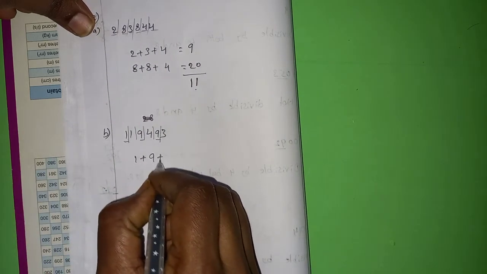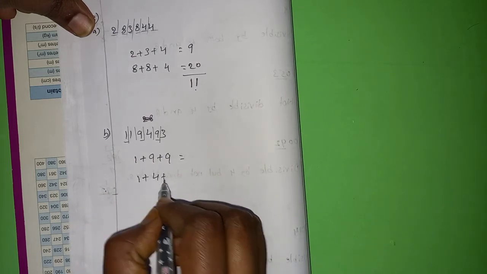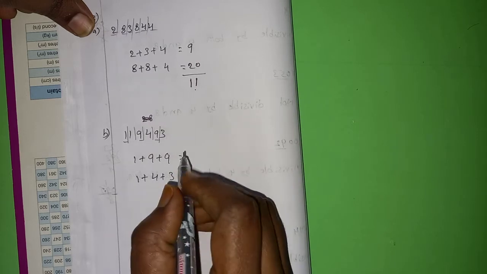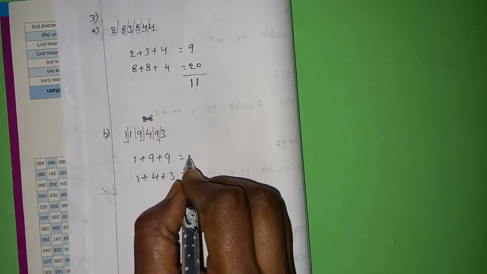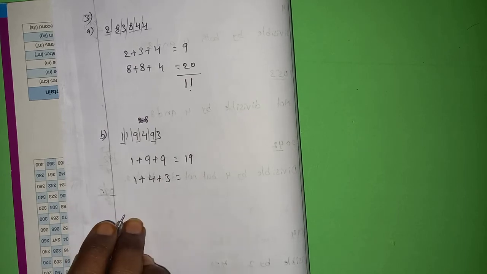1 plus 9 plus 9. Next add the even places. 1 plus 4 plus 3. 1 plus 9, 10. 10 plus 9, 19. Next 1 plus 4, 5.